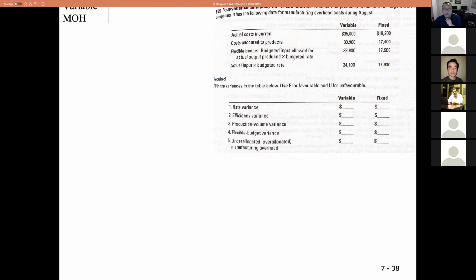Okay, so let's work on this. First, the spending variance, the rate variance for the variable overhead. How do you calculate that? And then the efficiency variance. Okay, so I will show you. The actual cost, this is always on the left, right? Actual cost is 35,000.